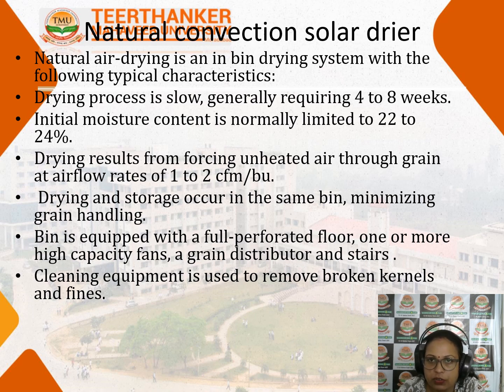One is the natural convection solar dryer. In the natural convection solar dryer, there is a bin drying system. That is, the cabinet is built to act as a drying system, and it has the following characteristics. The drying process is a bit slow. It requires around 4 to 8 weeks. The next is the moisture content is maintained at 22 to 24%, and drying results from forcing unheated air through the grain at an airflow of about 1 to 2 cubic meters.